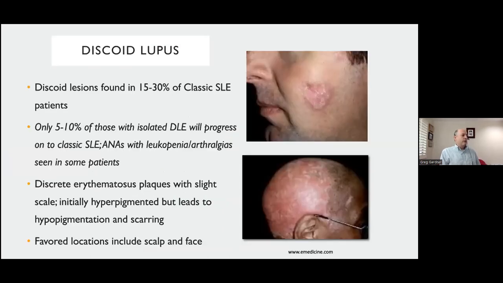So discoid lupus, they'll love to ask you this question on your board test. The vast majority of people who have discoid, and Jenna sees a lot of these patients now since she works in the Durham Rheum Clinic, the vast majority of discoid patients do not have systemic disease. You can have systemic disease and discoid, but again, dermatologists take care of the majority of people with discoid lesions.